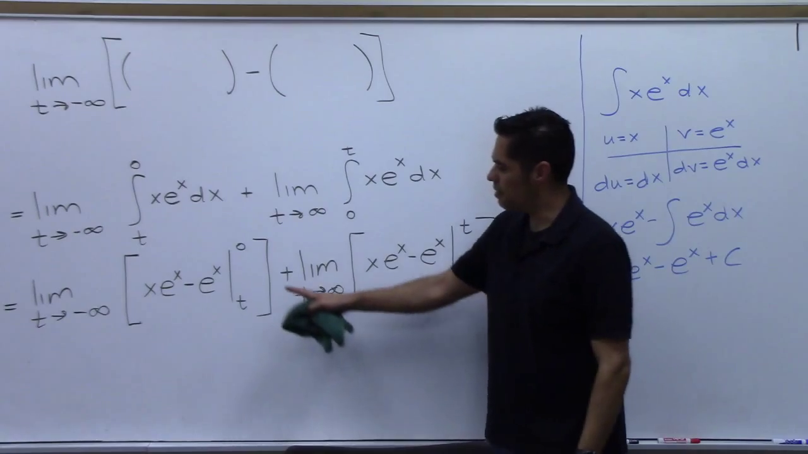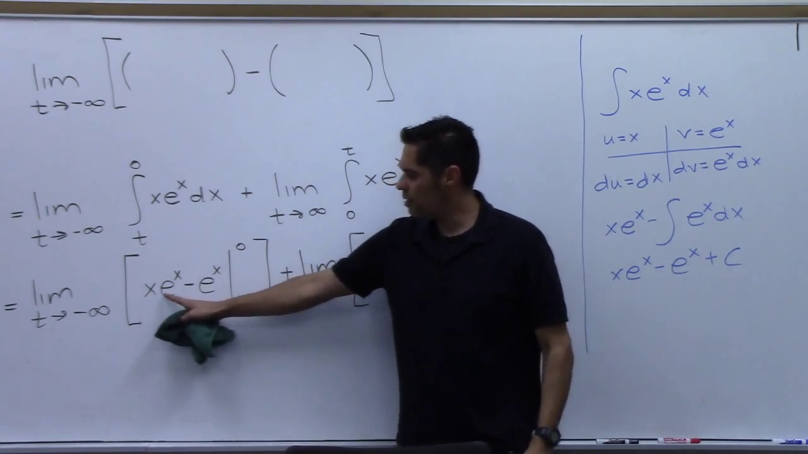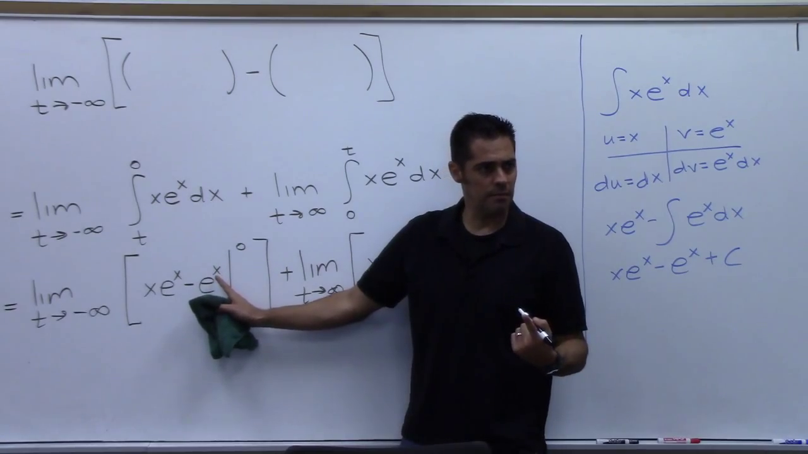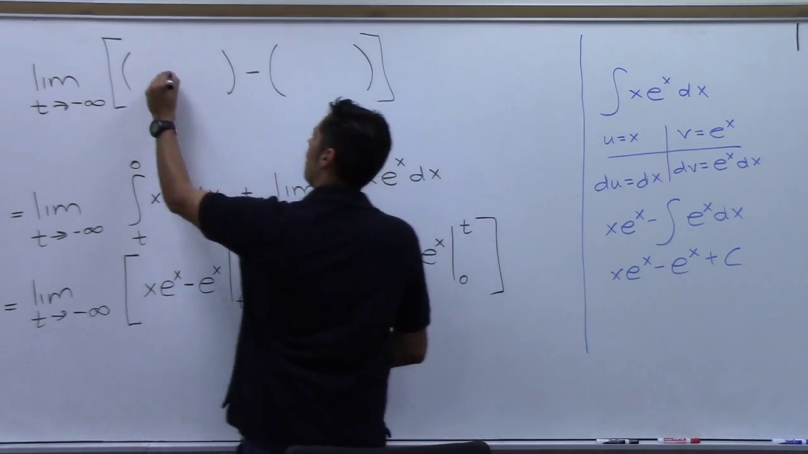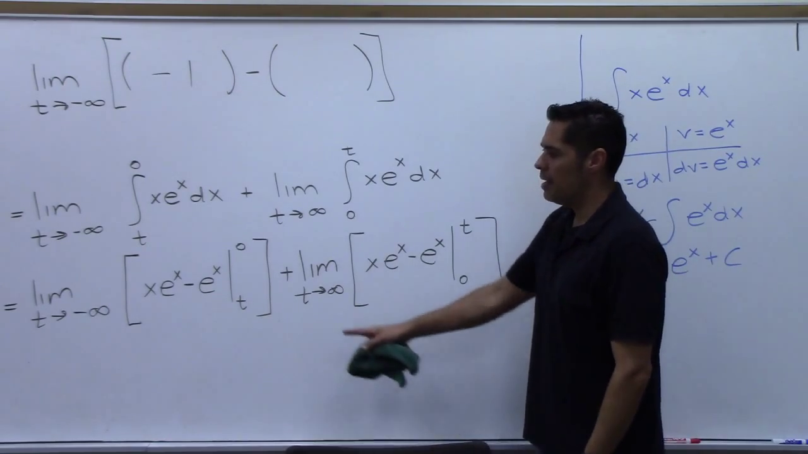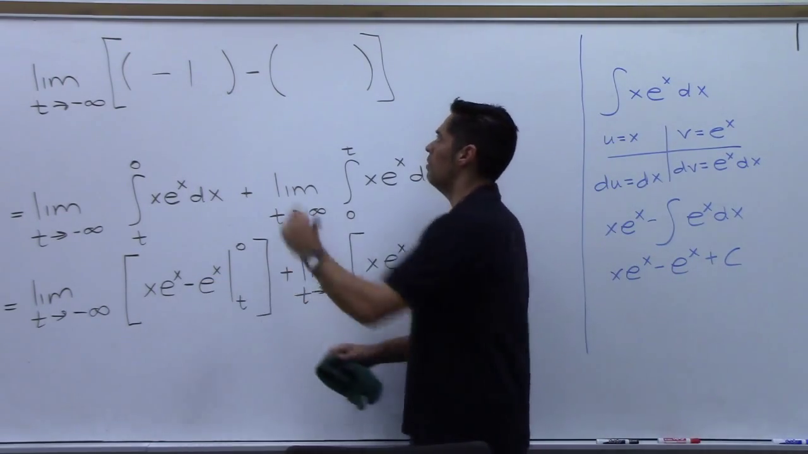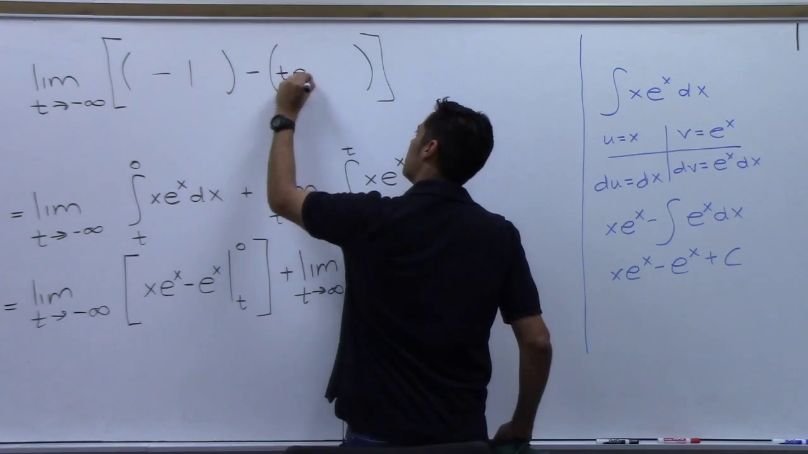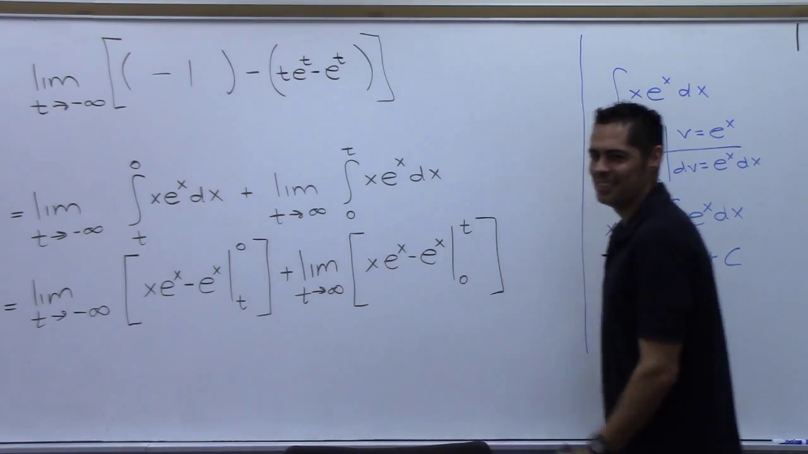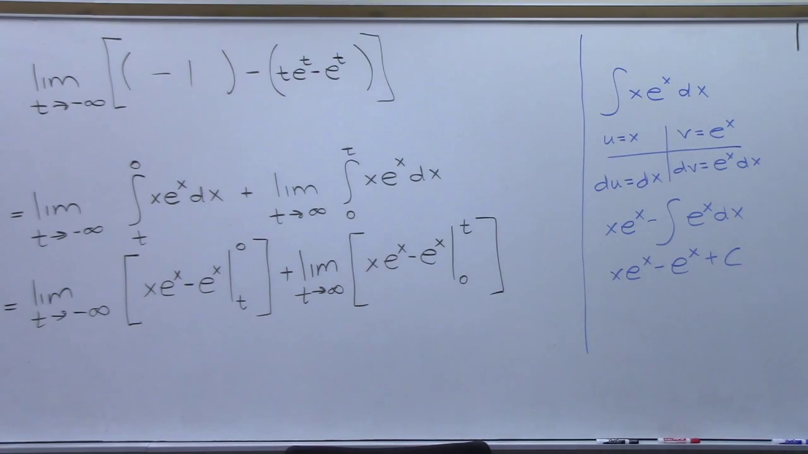So let's plug in 0. This is 0. Minus e to the 0 is 1. So negative 1. Guess I didn't need that big old parentheses for that. And then I need to plug in t. So t e to the t minus e to the t.